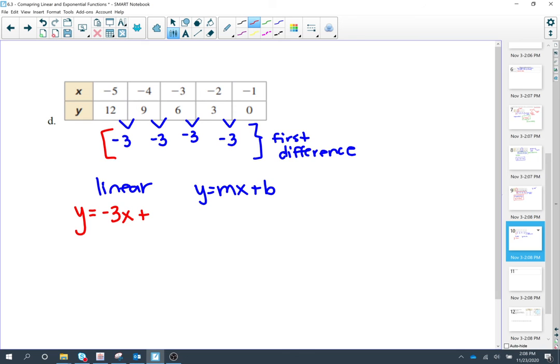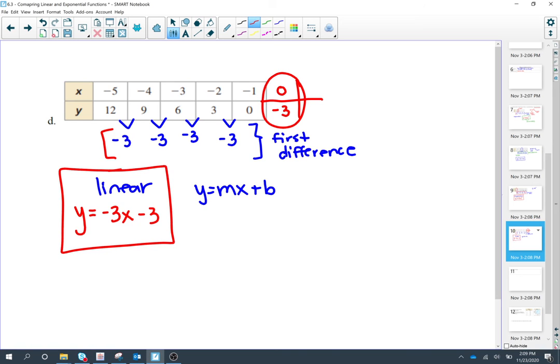So -5, -4, -3, -2, -1, 0. Extend your table. And then -3, -3, -3, -3, -3, -3. So my y-intercept is -3. So instead of plus, I'm actually going to erase that and put a minus. And that's the equation of your linear function.